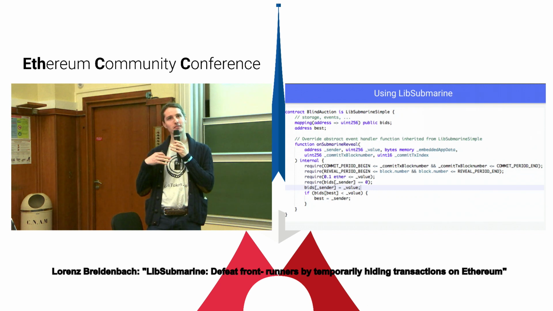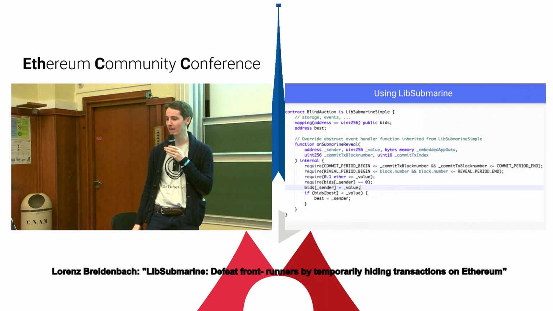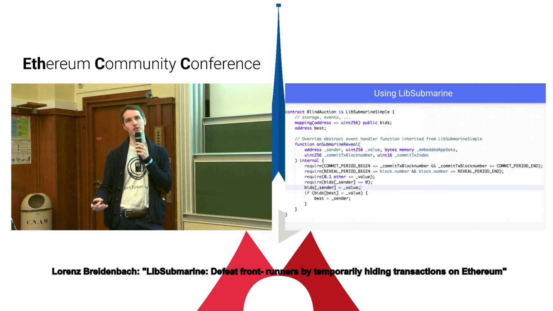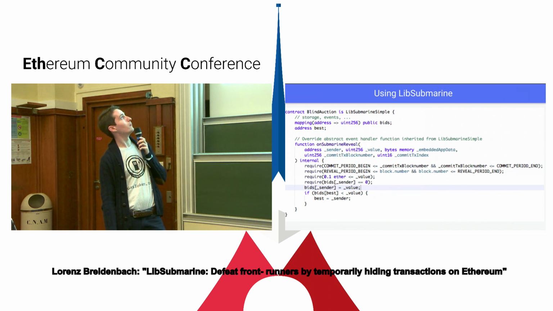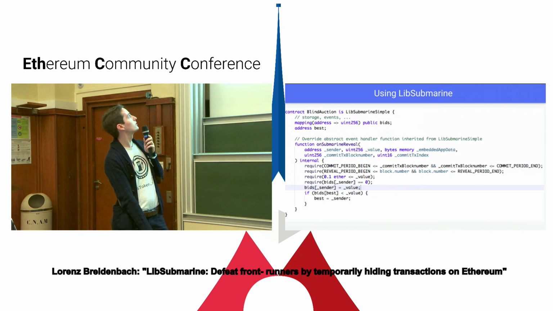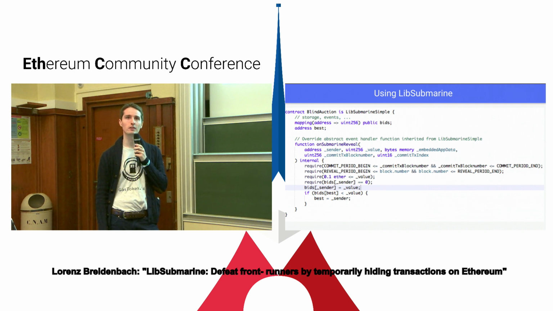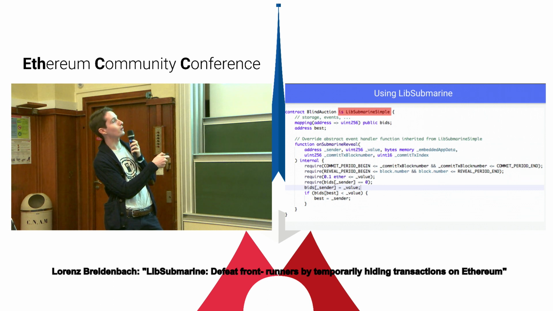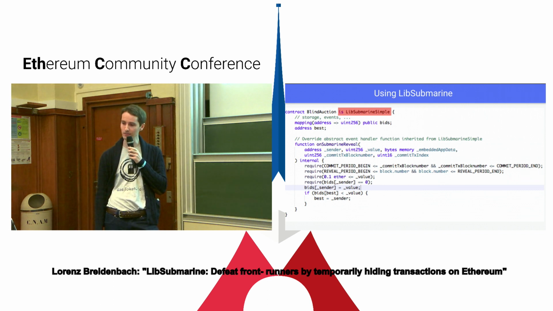So now you saw this is not super easy, right? There's quite a bit of complexity here. But our goal was to abstract all of that away and package it into this nice library that you can hopefully easily use in your own projects. And so this is a not quite complete, but almost complete sketch of what a simple blind auction contract would look like that uses libsubmarine. So first of all, you simply inherit from the libsubmarine simple contract to bring in all that functionality that we just talked about.